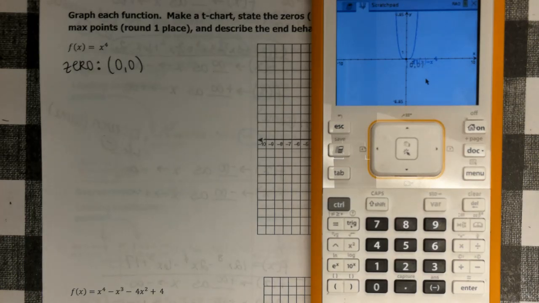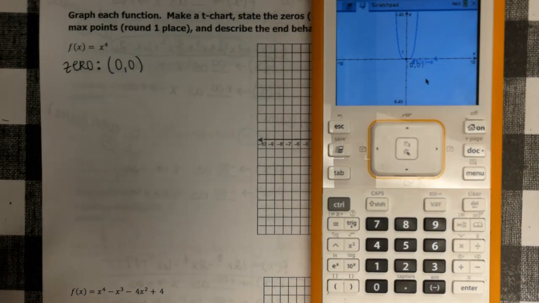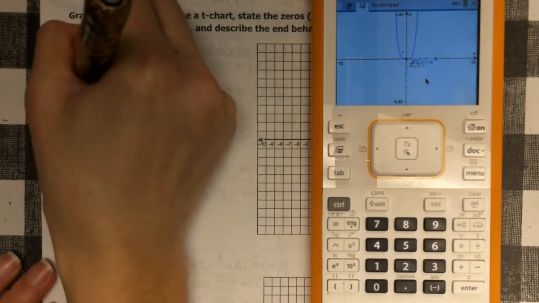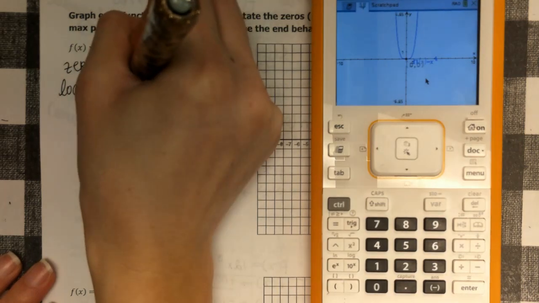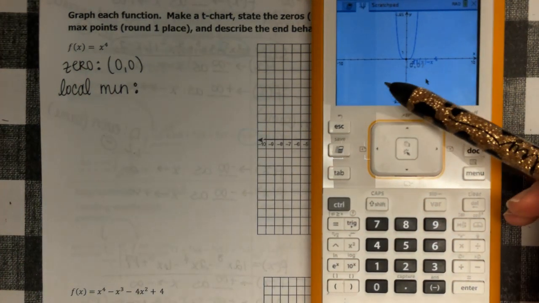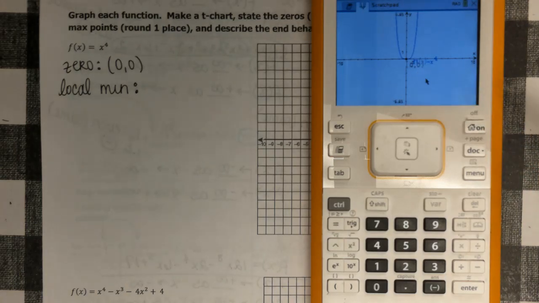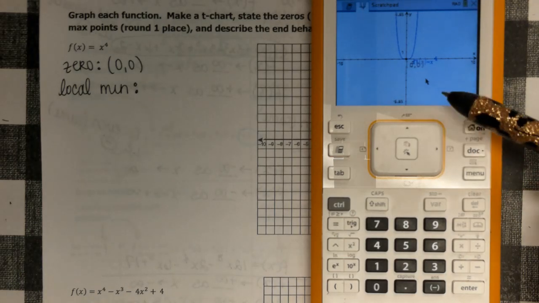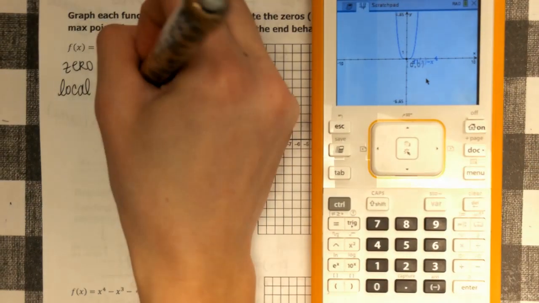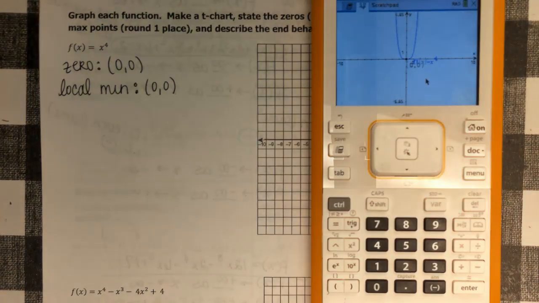Okay, now if I'm looking at that graph, am I going to have a local maximum or a local minimum? It's a low point. That's going to be a local minimum. Now in this case, my local minimum is at my 0. So I don't need to do menu 6.2 to look at that and analyze it. You should be able to tell that's at 0, 0. Okay? So once you find that, I don't have a local max on this one. You don't have to have both.